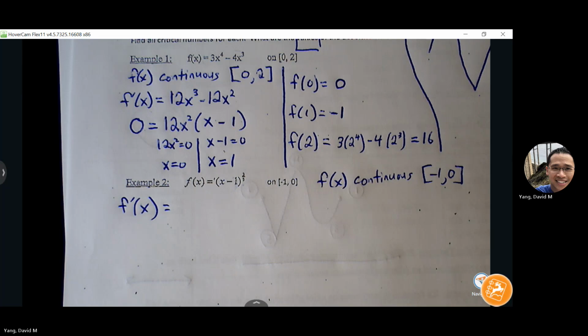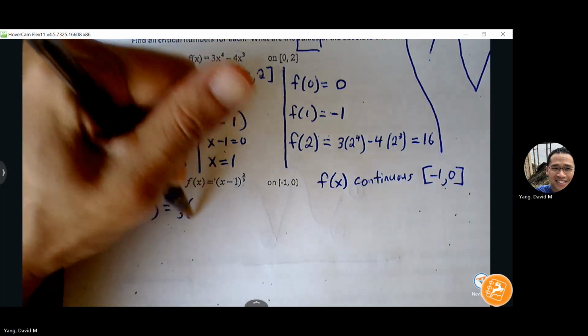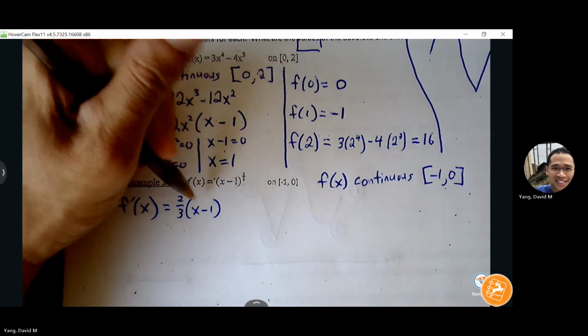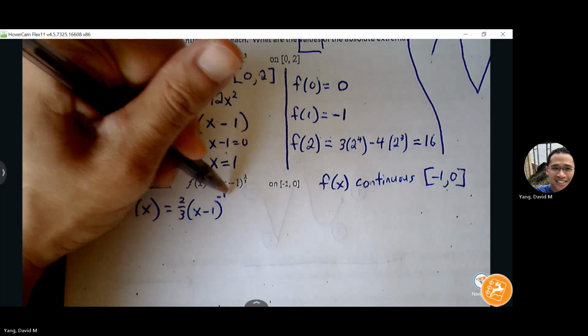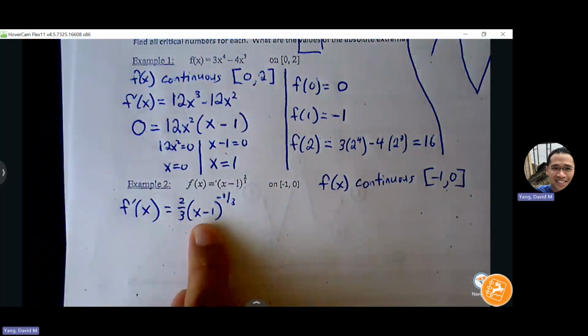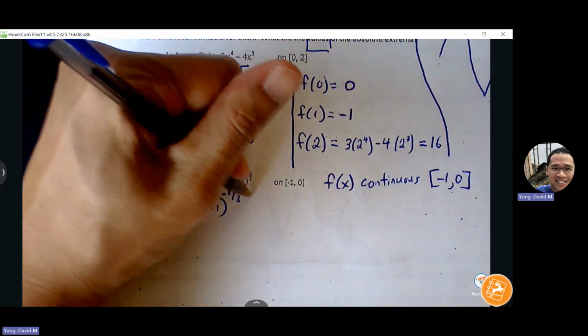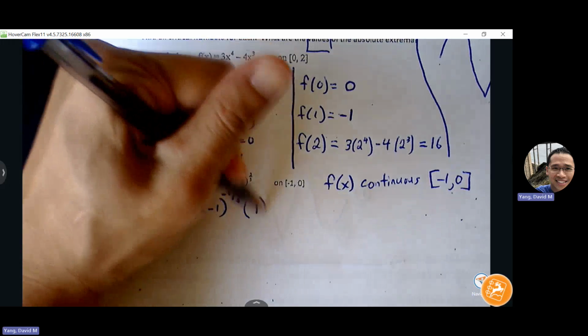Okay, outside derivative. Bring down the 2/3, subtract 1 from the exponent. Keep the inside term intact, and multiply by the inside's derivative. What's x minus 1's derivative? 1, so no changes, right?